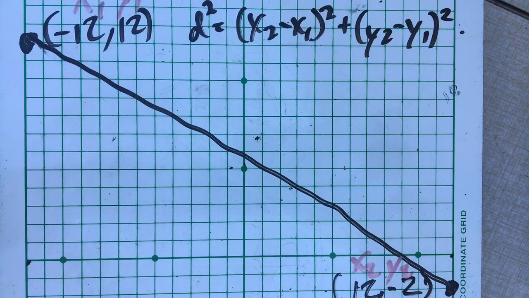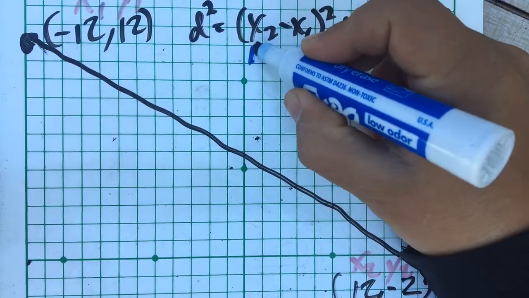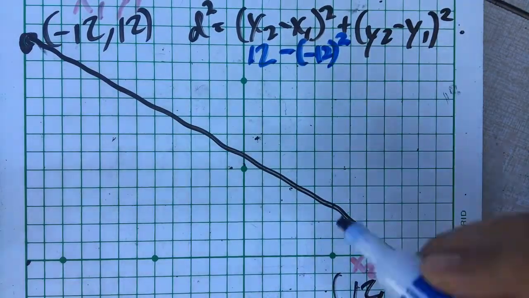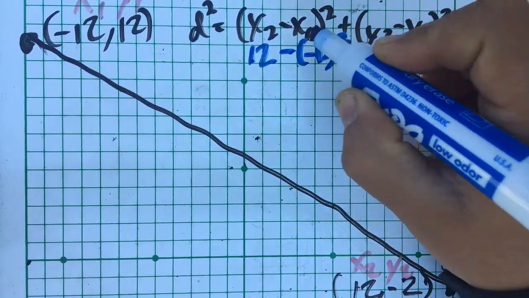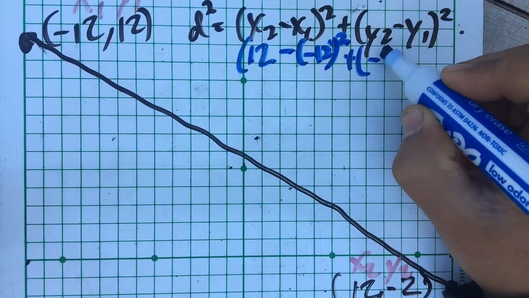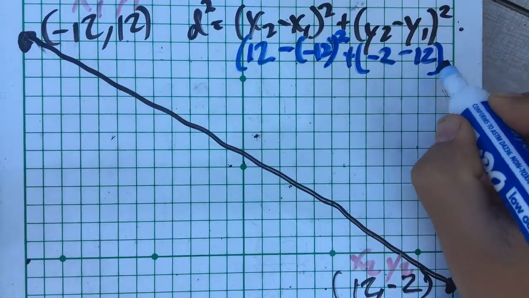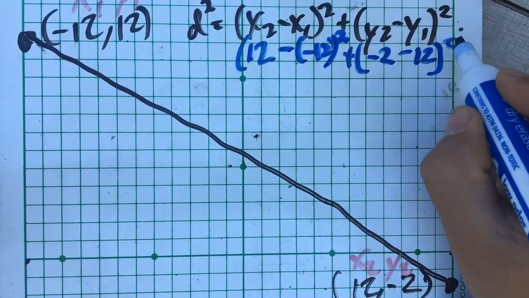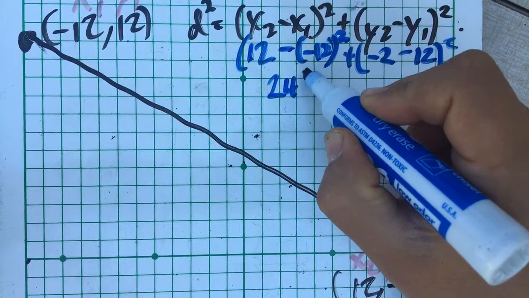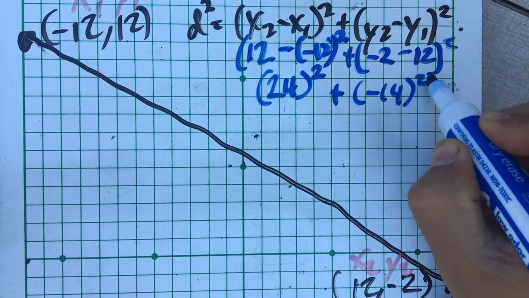Okay, let's try something else. Take these problems. x2, 12, minus a negative 12, and then I square it. I have to add that to the y's. So my y2 is already negative 2, and I'm minusing the 12 from over here. It's positive, so I don't have to worry about another minus. And then I square that. Bring this down. Now a minus and a minus, most of you would know. 24 squared plus negative 14 squared.